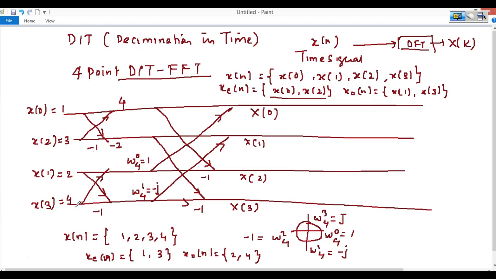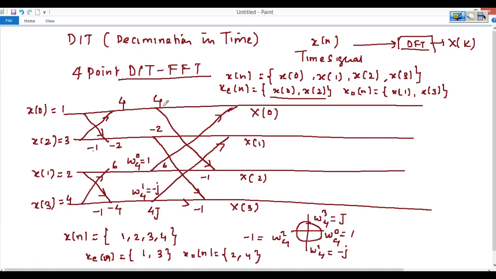Here 2 plus 4 is 6. Here 2 minus 4 is -2. Here no multiplier is there, so 4 will be as it is only. Here no multiplier, -2 will be as it is only. Here the multiplier is 1, so 6 into 1 is 6. And -4 into -j is 4j.